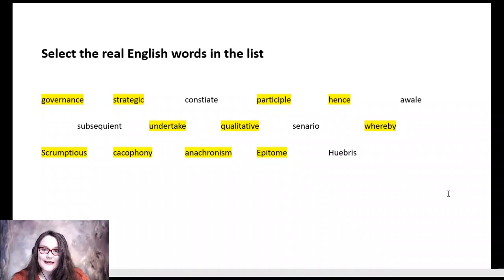The word whereby is another adverb that just sort of explains by which. Scrumptious means something is delicious. A cacophony is a mix of sounds. Maybe the sounds don't sound very good together, but it's still a mix of sounds. Anachronism is something that's old-fashioned. Epitome is a perfect example of something. And the last one, hubris. Hubris is a word, but this is spelled incorrectly. So hubris means excessive pride. All right, how did you guys do?